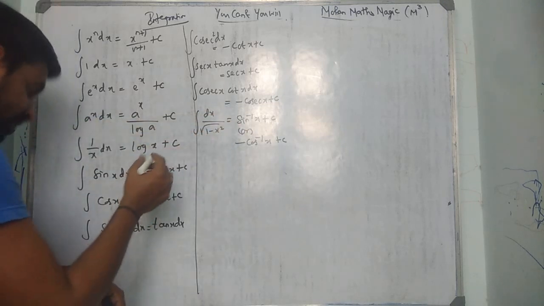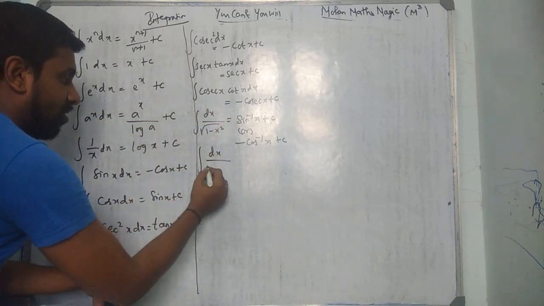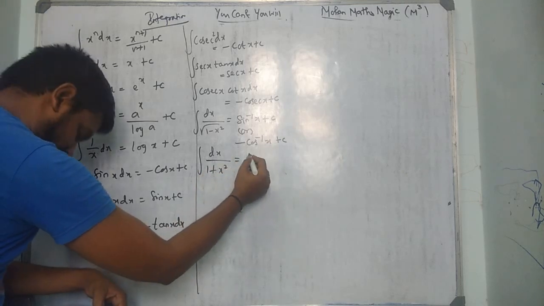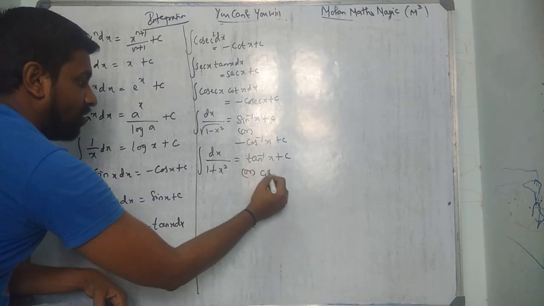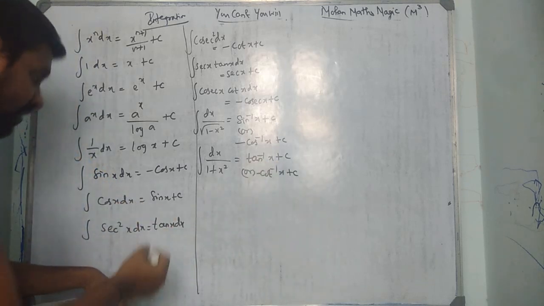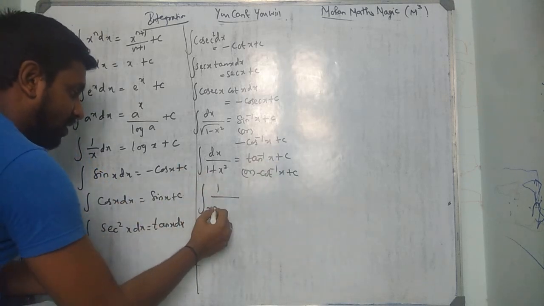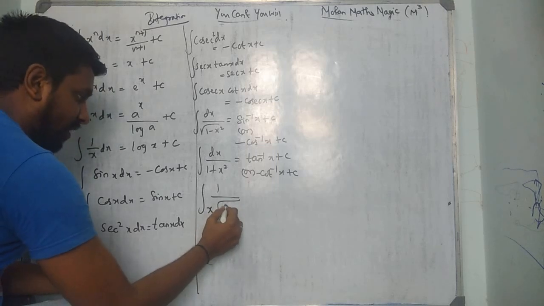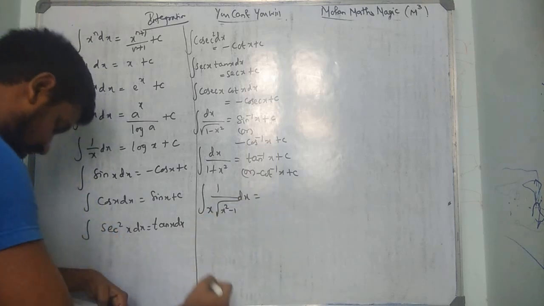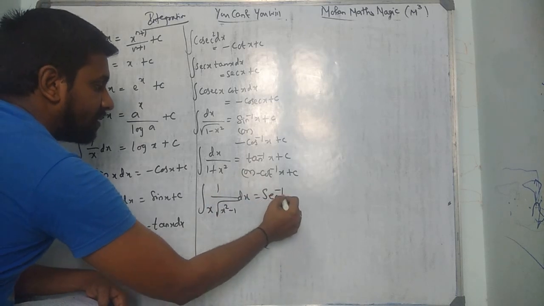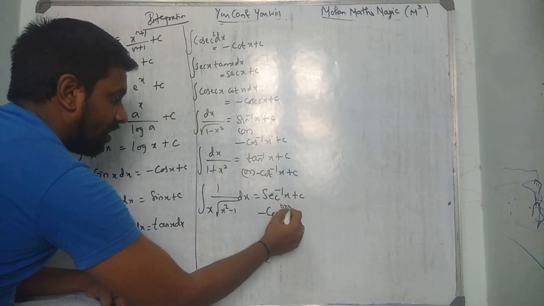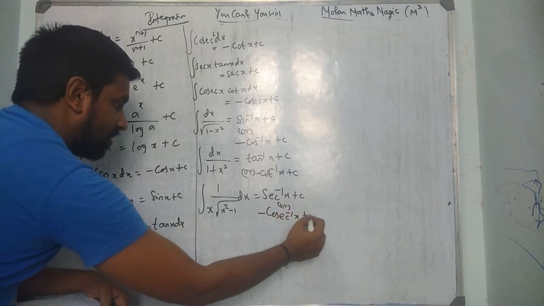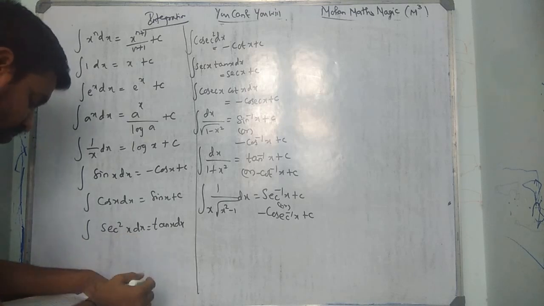So the next one is integration dx upon 1 plus x square. You will be getting tan inverse x plus c, or as I told you earlier, minus cot inverse x plus c. And the next one, integration 1 upon x times square root over x square minus 1 dx. So you will get secant inverse x plus c, or minus cosecant inverse x plus c. And the square root value should not be negative.